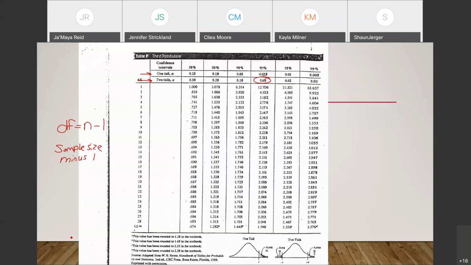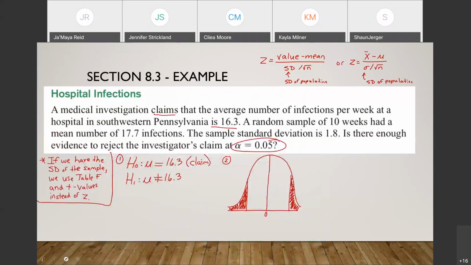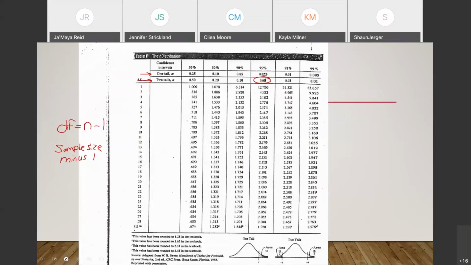Our sample size for this problem was 10, right? So we are going to look up 9. Remember, sample size minus 1. So we're going to look up 9. And so I'm going to go across, and I'm going to go down, and we're looking at 2.262.